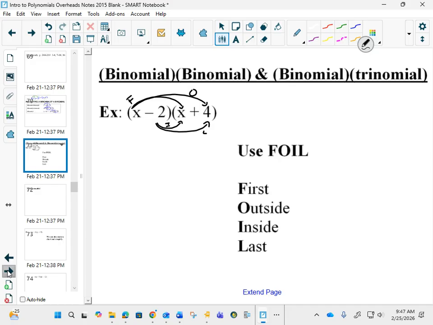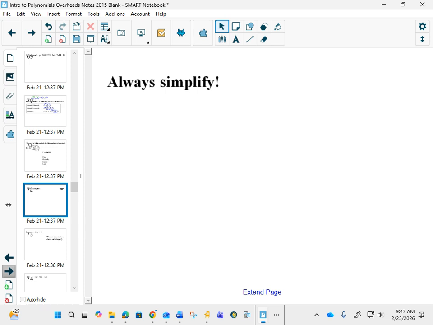Okay? But then you'll get teachers who say, hey, you made a mistake here. Remember to FOIL. And then they're talking about all of those arrows for distribution. And then you always have to simplify, which means combine your like terms.